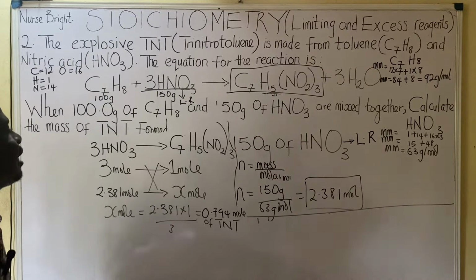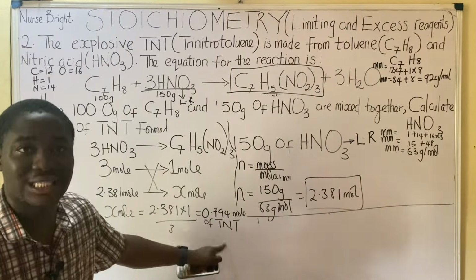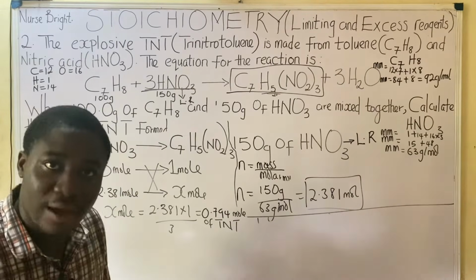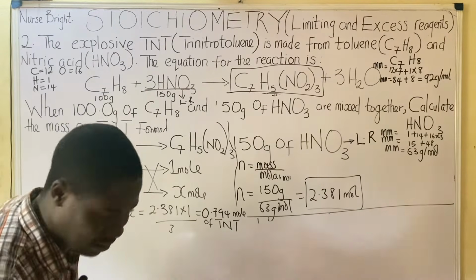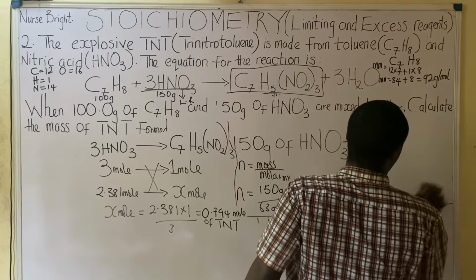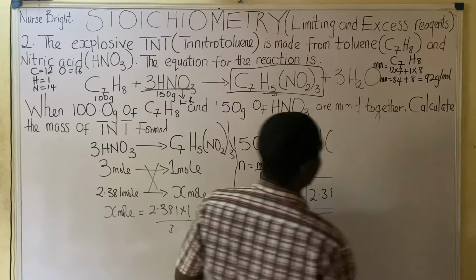But what are they asking us? They are asking us to get the mass. So we've gotten the moles of TNT. For us to get the mass, you must know your molar mass. Very easy. So let us carefully solve for the molar mass of TNT. Simple. Just watch. Sorry for wiping the board this way, but I believe you're understanding the point.